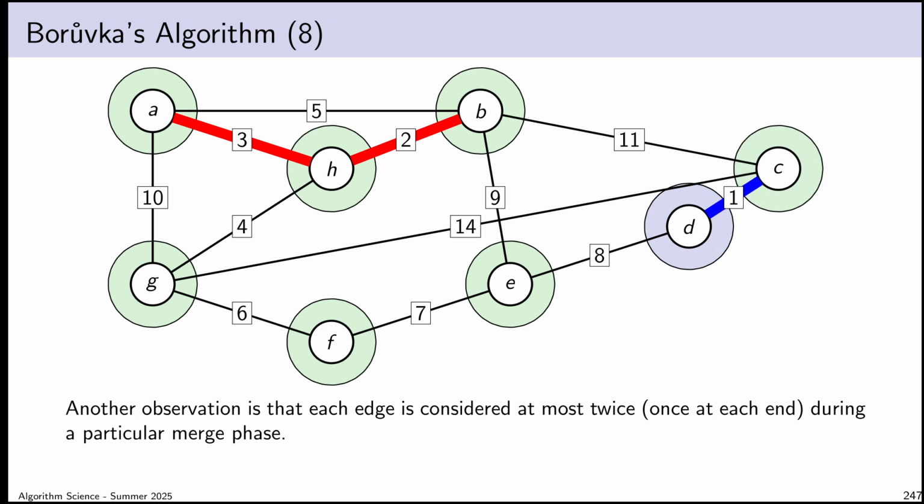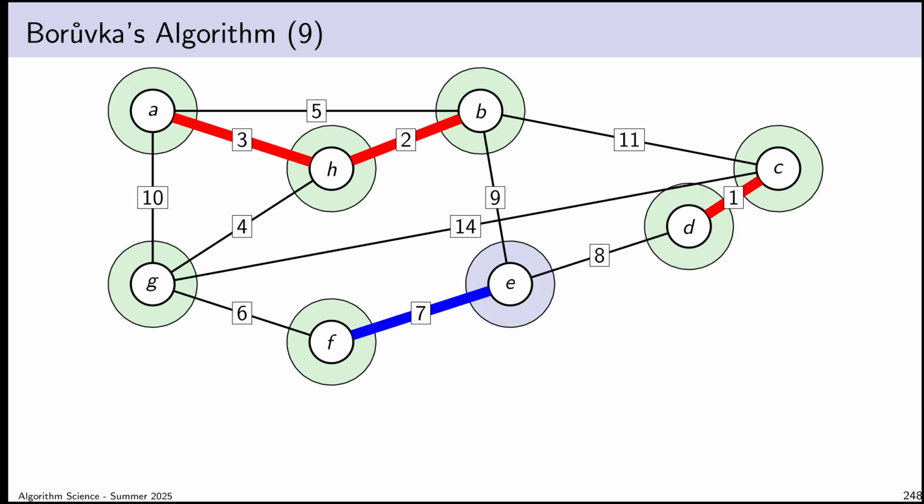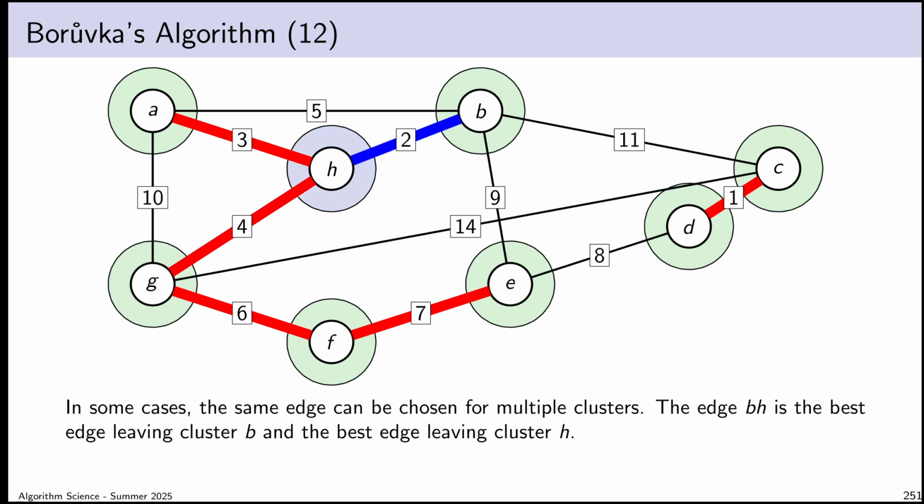I go to the cluster containing D, and actually I choose the same edge again. So the cluster C and the cluster D both choose the same edge. That's fine. Okay, I go to cluster E, I choose the edge 7. I go to cluster F, I choose the edge 6. I go to cluster G, I choose the edge 4. Okay, so now I'm done the merge phase.